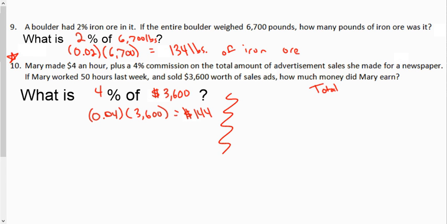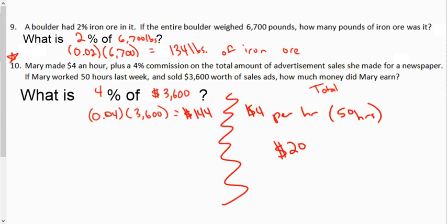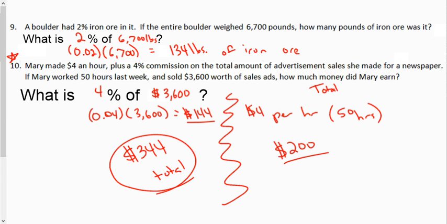But she also works at $4 per hour, and she worked for a total of 50 hours, and 4 times 50 is $200. So we add up our commission profit with our hourly wages, and that would be a total of $344. Okay, so it's not that bad. You just keep it separate. You keep the hours and the hourly wage together, and then you keep your commission percentage with the amount of sales they had to figure out how much your commission amount was, and then add them together.